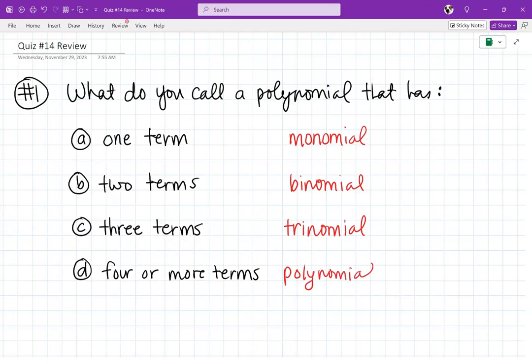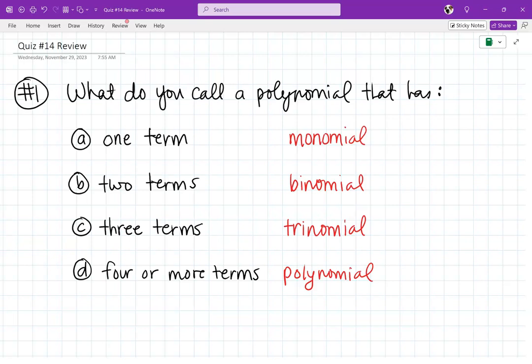Remember, the word poly means many. So, but for the first three, we do have specific names. These are all polynomials. One term, two terms, three terms, four terms, they're all polynomials. We can classify them all as polynomials. But the first three have specific names, right? Tri for three, bi for two, mono for one, okay? So that's what you were going to have to know.